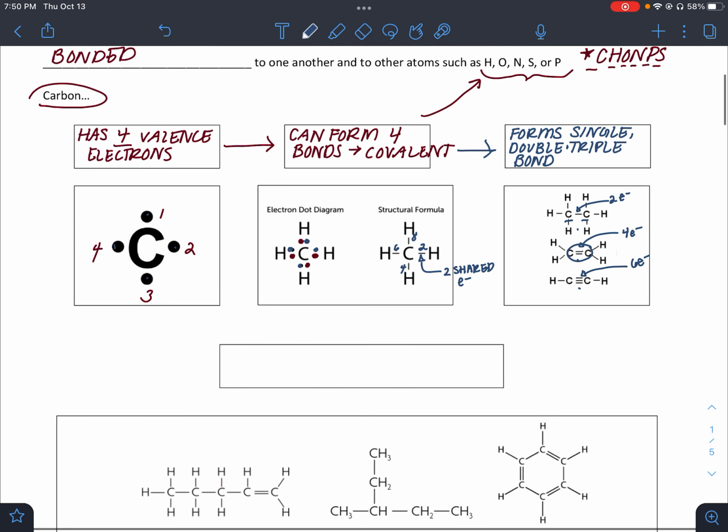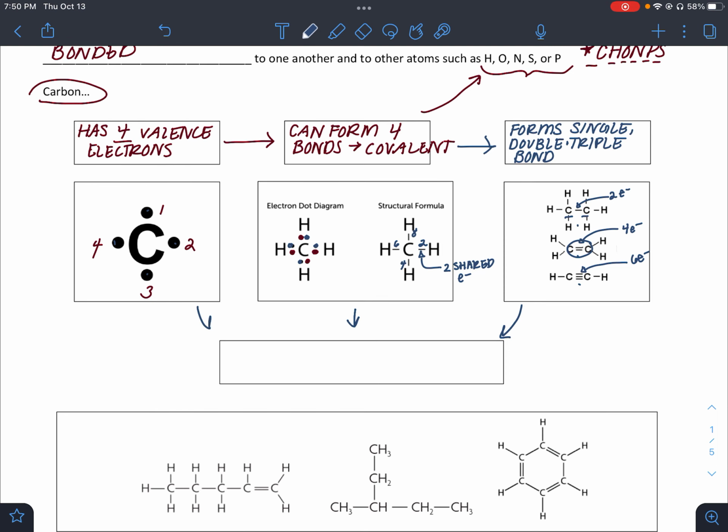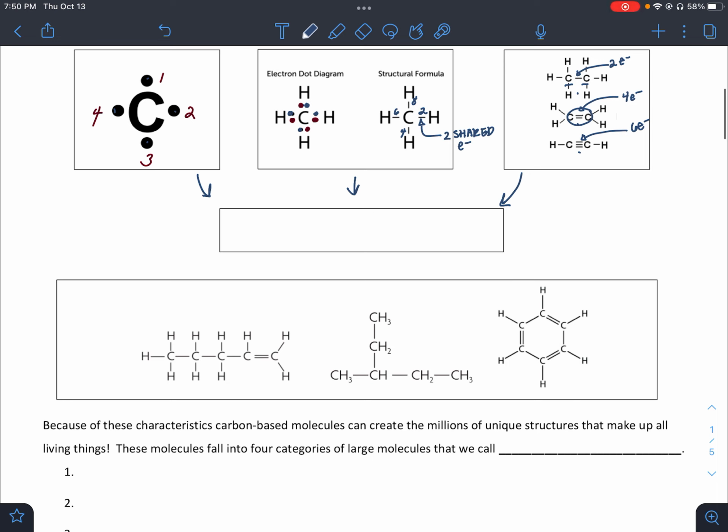Now, another unique thing about carbon, because it has four valence electrons, because it can form four covalent bonds, because it forms double, single, triple bonds, okay, is that our carbon atoms, when they bond to each other, can form like linear or straight chains. They can form like a ring kind of structure, or they can even form branch chains.